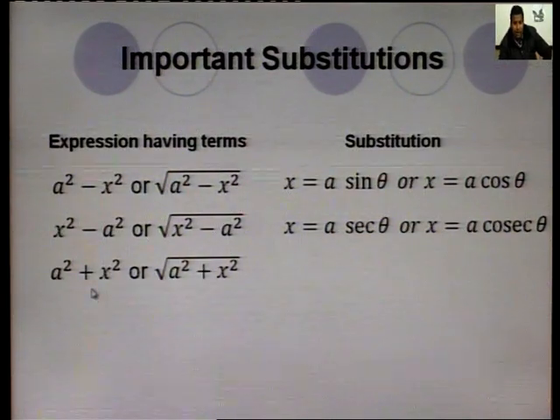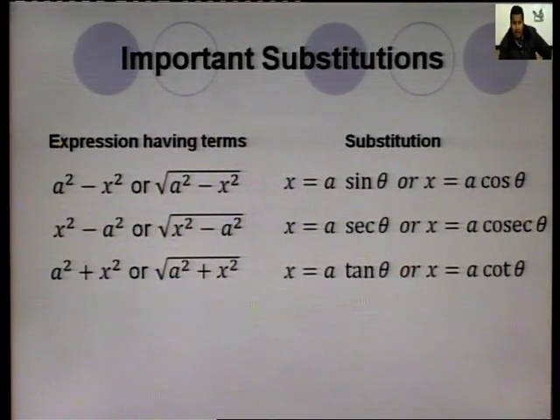For an expression of type a square plus x square or under root of a square plus x square, the substitution will be x equal to a tan theta or x equal to a cot theta.